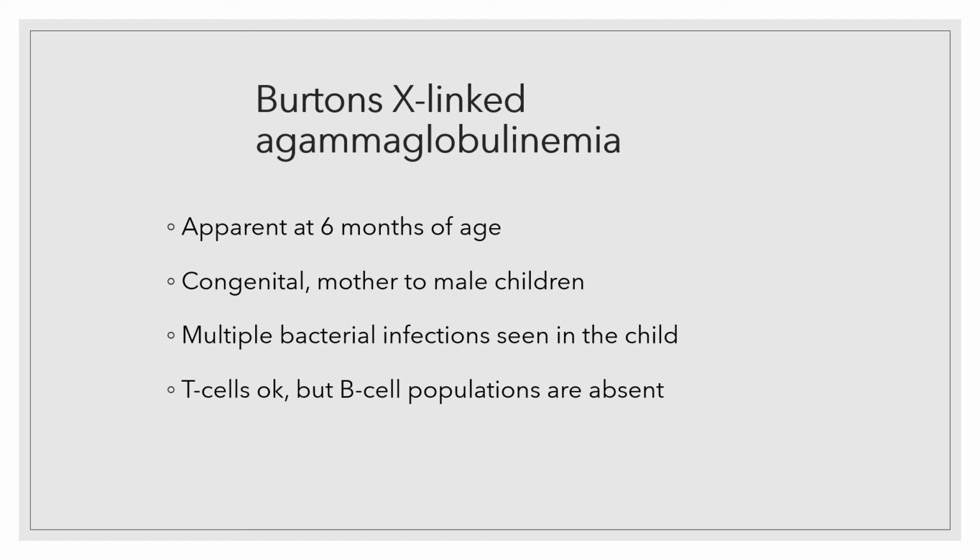These children have multiple bacterial infections such as Haemophilus, Streptococcus, Staphylococcus, and basically anything that can cause a respiratory infection. Their T cells are okay, but their B cell populations never mature in these patients, or they can be absent in the bone marrow and the lymphoid tissues.